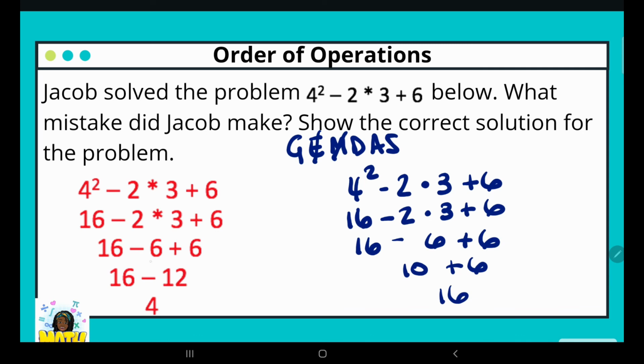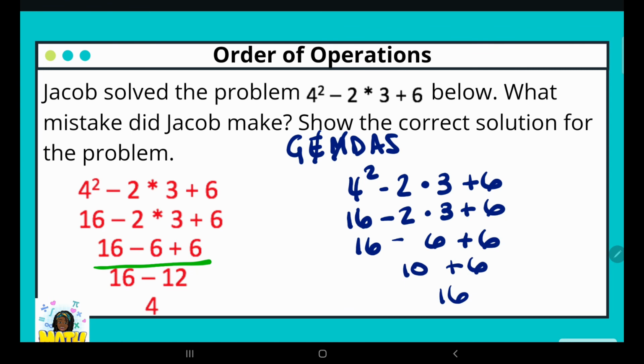Now, if we take a look at Jacob's work, we'll see that where Jacob made the mistake is on this level. So here Jacob said, okay, I'm going to add first and then subtract. That's the reason he ended up with an answer of 4. 6 plus 6 is 12, but 16 minus 12 is 4. Now, if Jacob was familiar with integers, he would have seen that this was a negative 6 and this was a positive 6. So that would have actually canceled out to 0. And then, right, he would have had 16 plus 0.